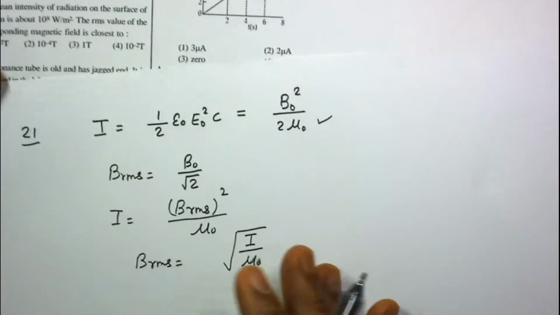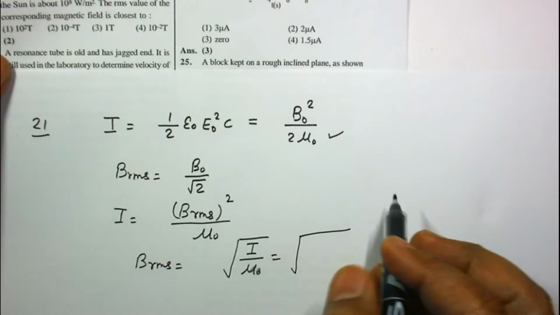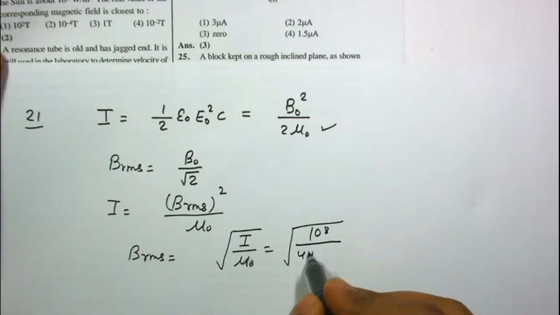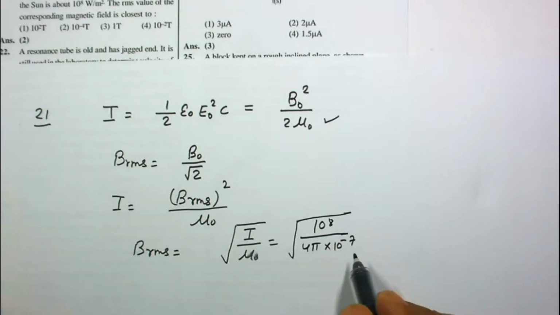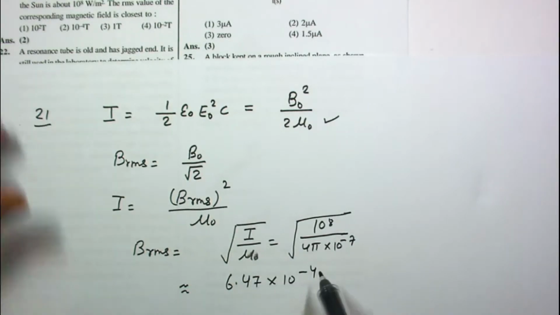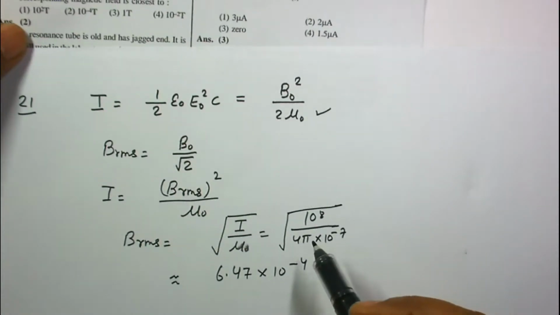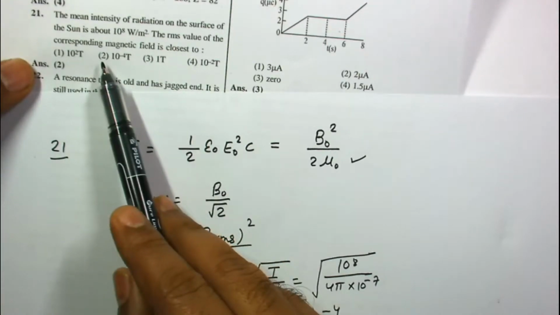Now just putting the values. I is given as 10 to the power 8, and this mu naught is 4 pi into 10 to the power minus 7. On solving this, the answer is approximately 6.47 into 10 to the power minus 4. But we have to just select the order, and the order is 10 to the power minus 4 Tesla. So the correct choice is option number 2.